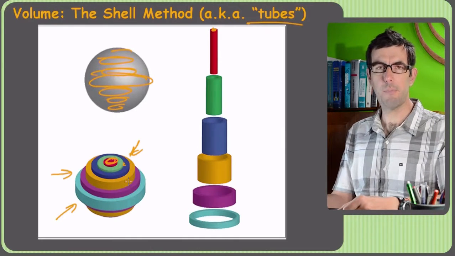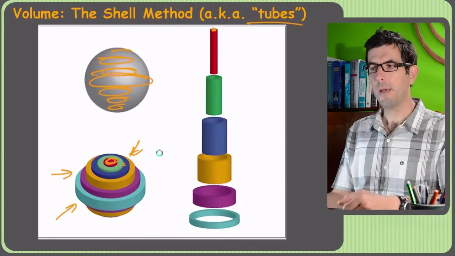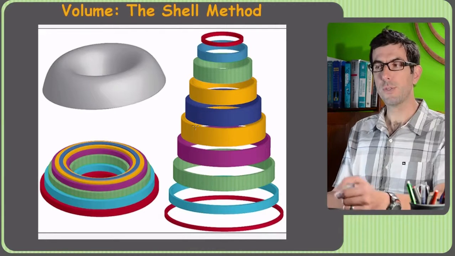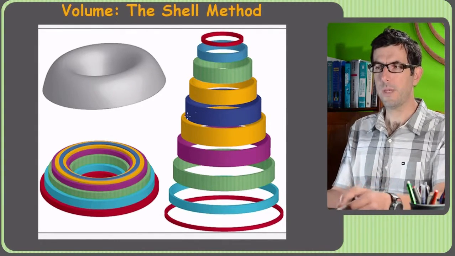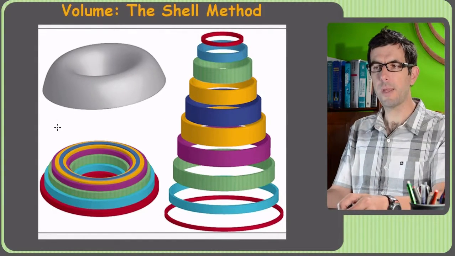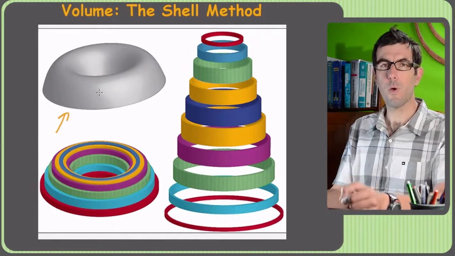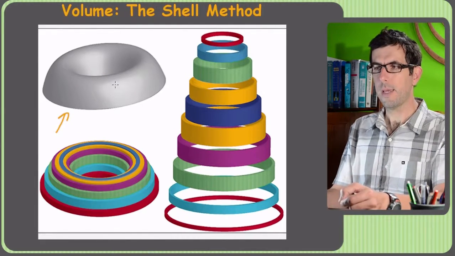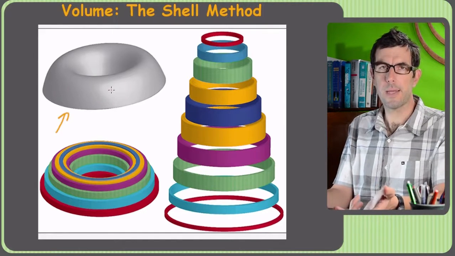So this is obviously a solid ball. It does not have a hole in the middle. But just like with the washer method, using shells, we can do things that have holes in the middle. So again, we've got this bundt cake shape that I first showed you guys in the washer video. And it's got a hole in the middle, obviously, like a bundt cake.